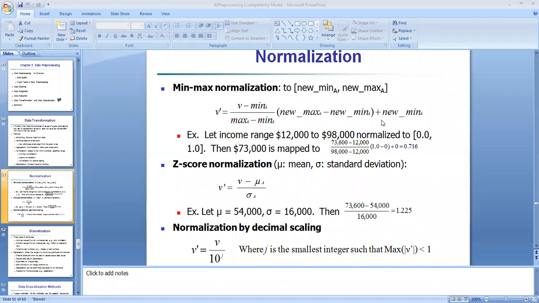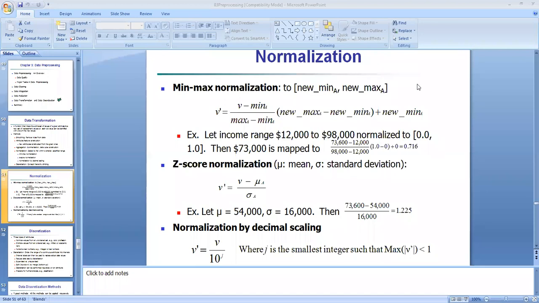Today we'll start with normalization. Yesterday we saw what exactly normalization is. Normalization is of three types. One is min-max normalization. Second is z-score normalization. Third is normalization by decimal scaling.